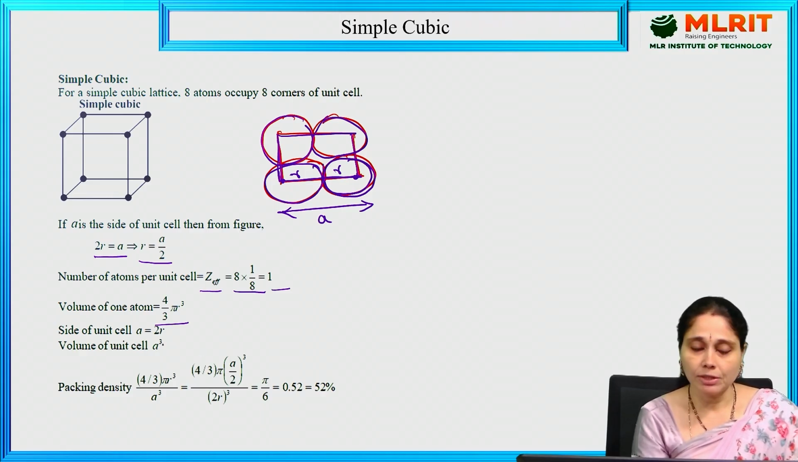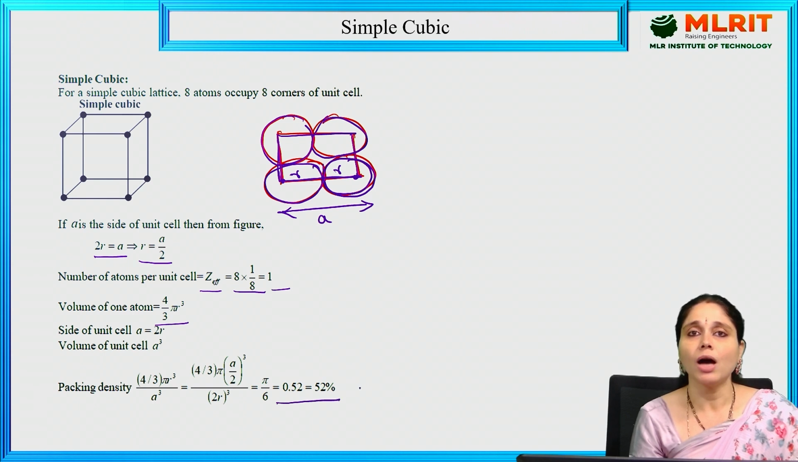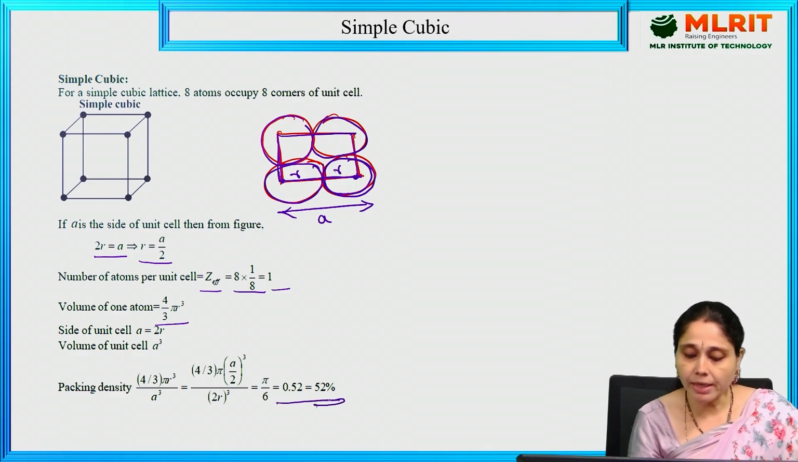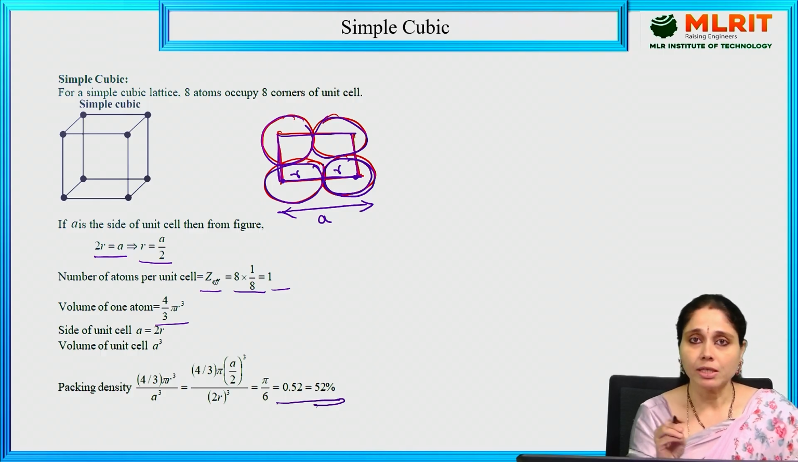Now the side A is equals to 2r, as we have learned now only. So what is the packing density? Atomic packing factor is equals to effective number of atoms into 4/3 pi r cube by A cube. So 4/3 pi r cube by 2r whole cube, that is equals to pi by 6, that is equals to 0.52 or 52%. So this is about the simple cubic packing factor. So 52% of the space is occupied by atoms in a simple cubic structure. That means the simple cubic structure has more empty space.